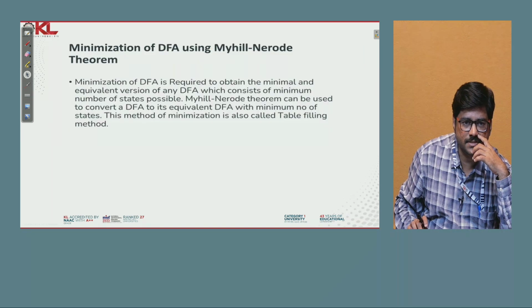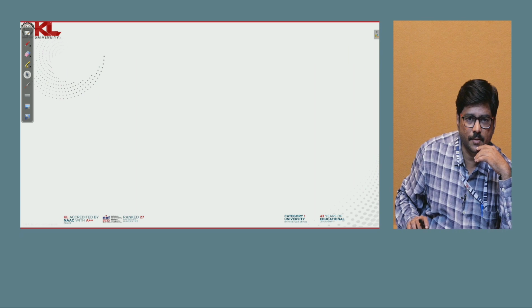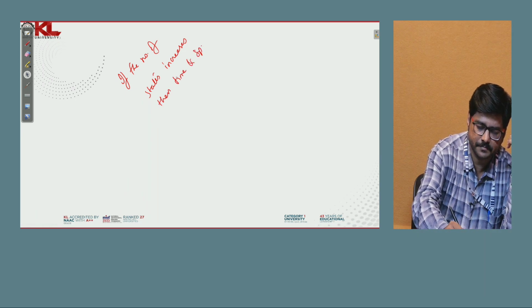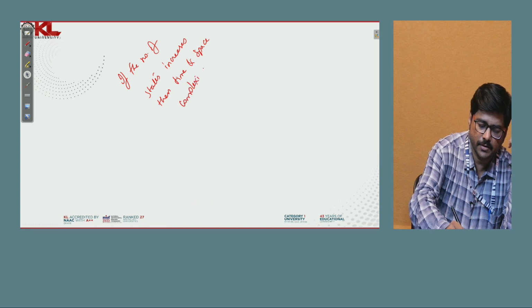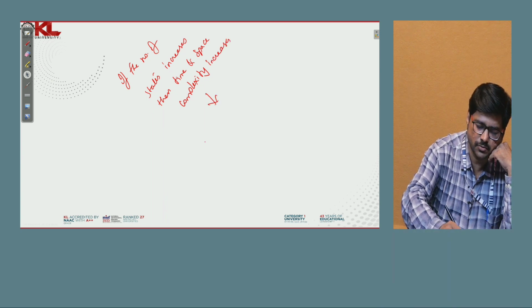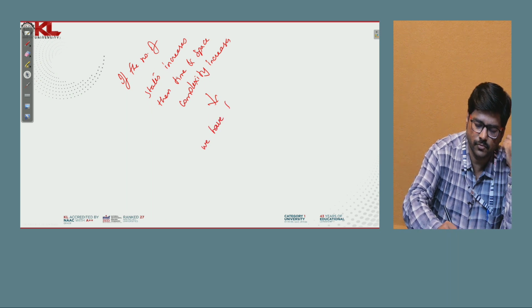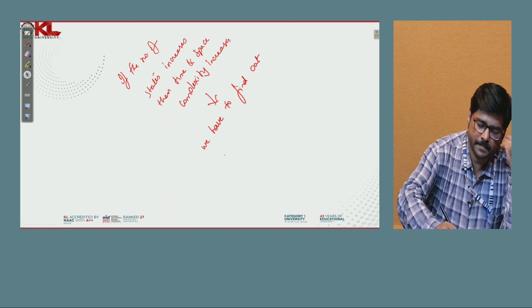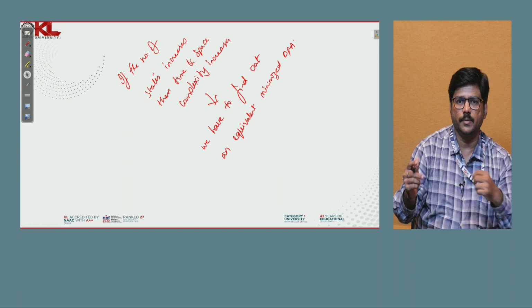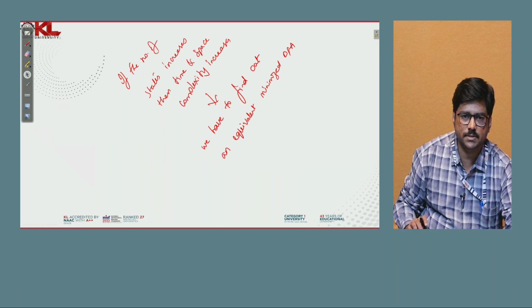if the number of states increases, then the time complexity will also increase. So the main problem is that if the number of states increases, then time and space complexity will also increase. So definitely we need to find an equivalent minimized DFA. The solution for this is to find an equivalent minimized DFA, which we can find by using this Myhill-Nerode theorem.